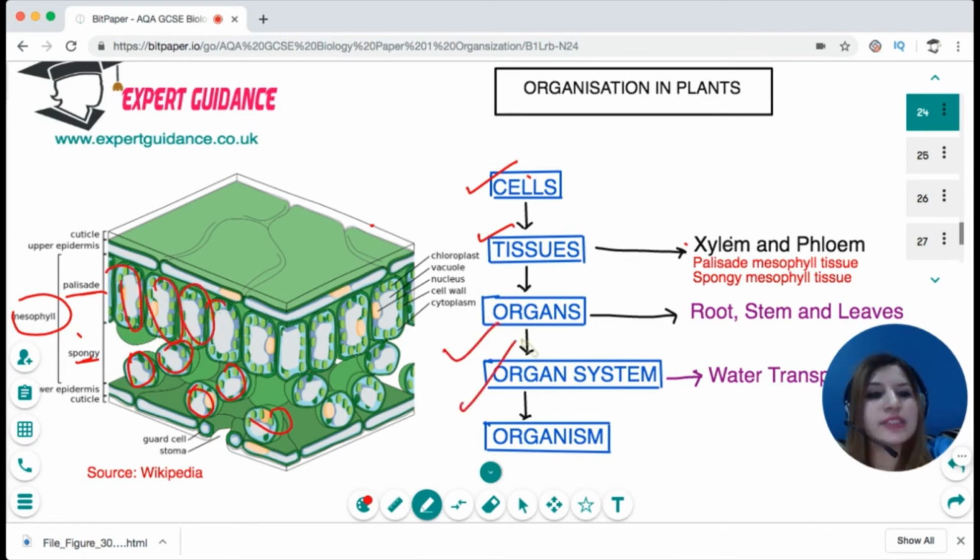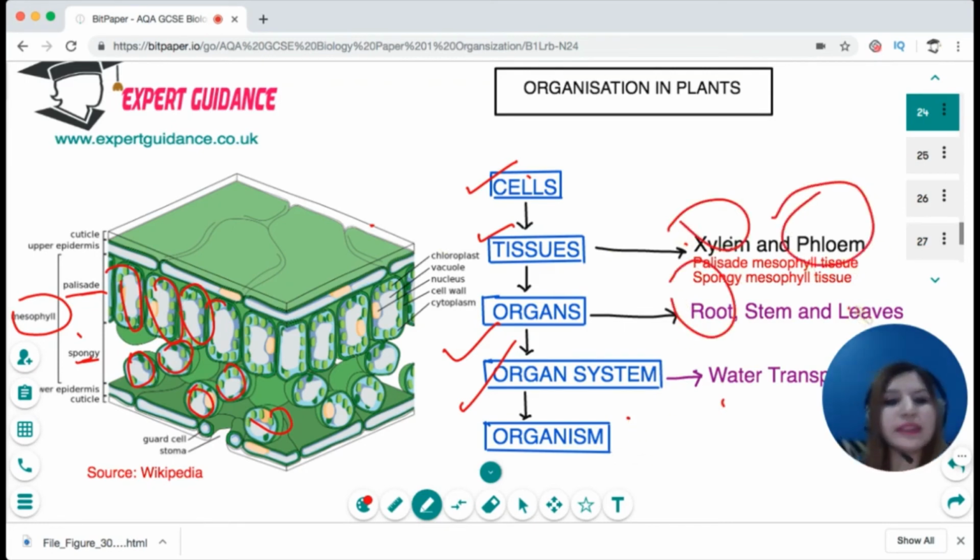In the organ system, we have a water transport system and a food transport system. The water transport system consists of xylem and the roots. The food transport system consists of the phloem and the leaves, and all of this makes a plant organism.